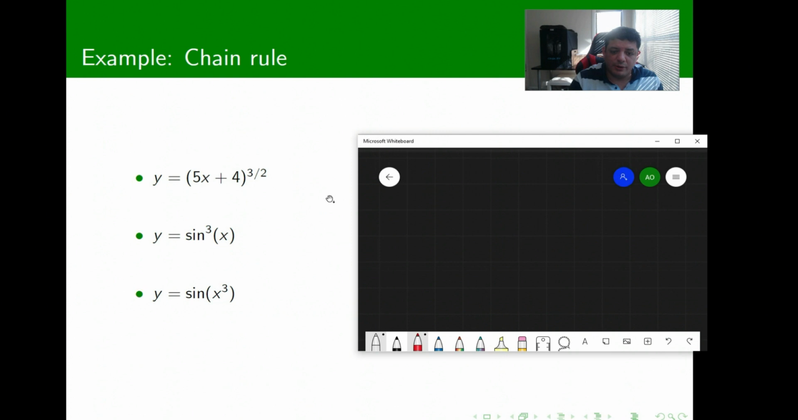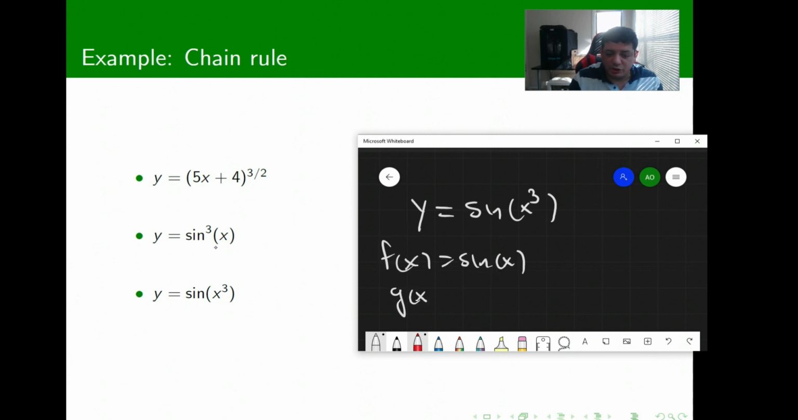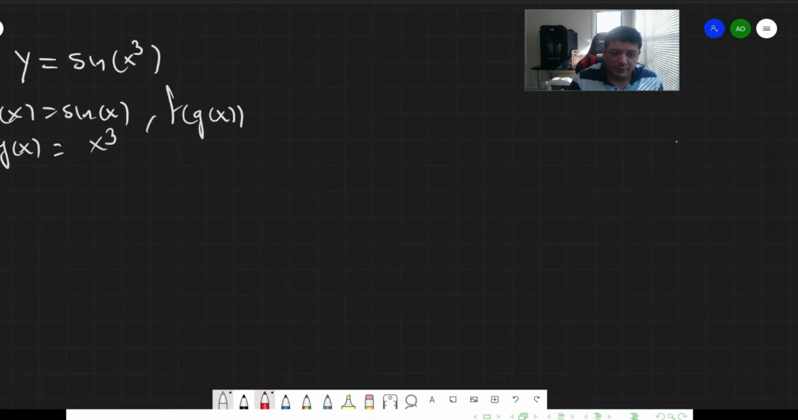Let's take a look at one more example. Notice the difference if I do the other composition. So if I have sine of x cubed, now notice this is different from that. In this case, the function f of x is going to be sine of x, and the function g of x is going to be x cubed. So that way, f composed with g is the sine of g of x, or the sine of x cubed.